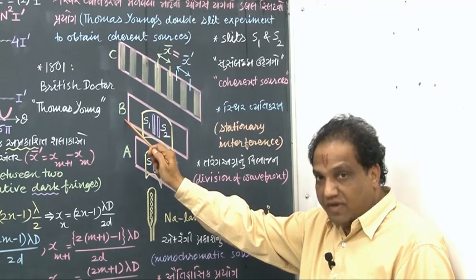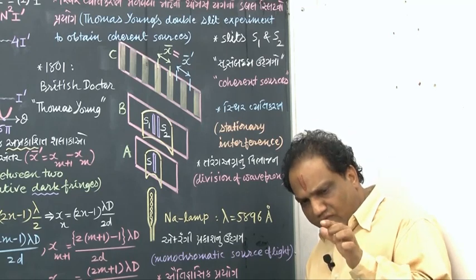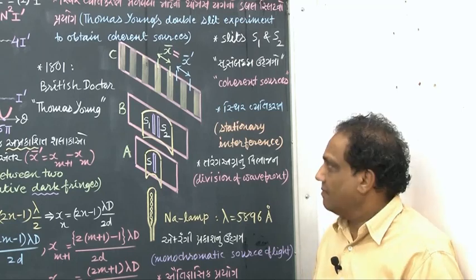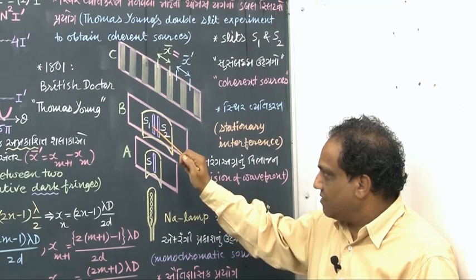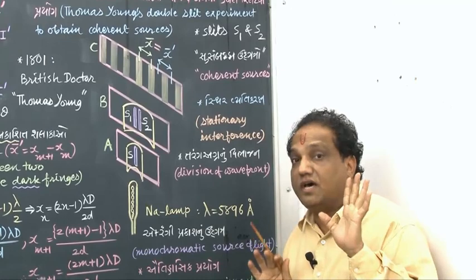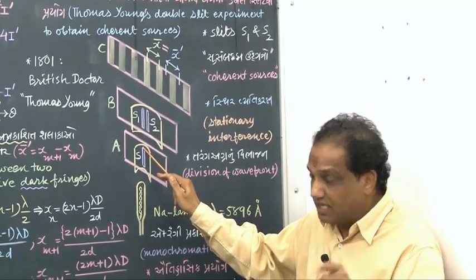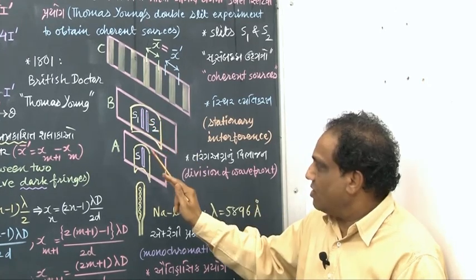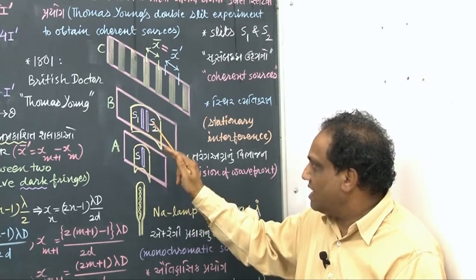In this screen B, we have two slits, S1 and S2, which are also very thin and very close to each other. The distance between them is a tenth part of a millimeter and they are equidistant from this slit S. Distances SS1 and SS2 are equal, because this slit is lying on the perpendicular bisector of the line segment joining these two slits perpendicularly. And because of this, SS1 is equal to SS2.